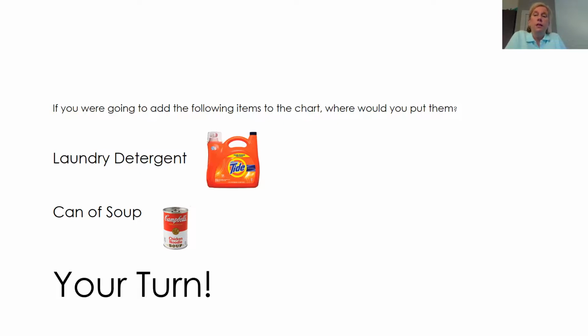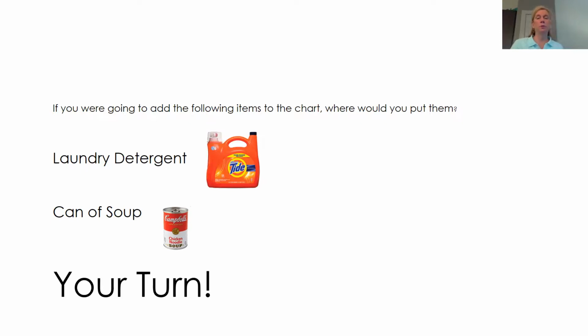So I want you to think about where you would put these items on a chart. The first thing you see is the laundry detergent. I'm going to give you a hint. This is a big, big container of Tide. So this one, thinking since it's a big one, I'm going to say that this one is, you guessed it, more than 1 liter. And if you didn't guess more than 1 liter, now you know what the right answer is. It is certainly more than 1 liter.